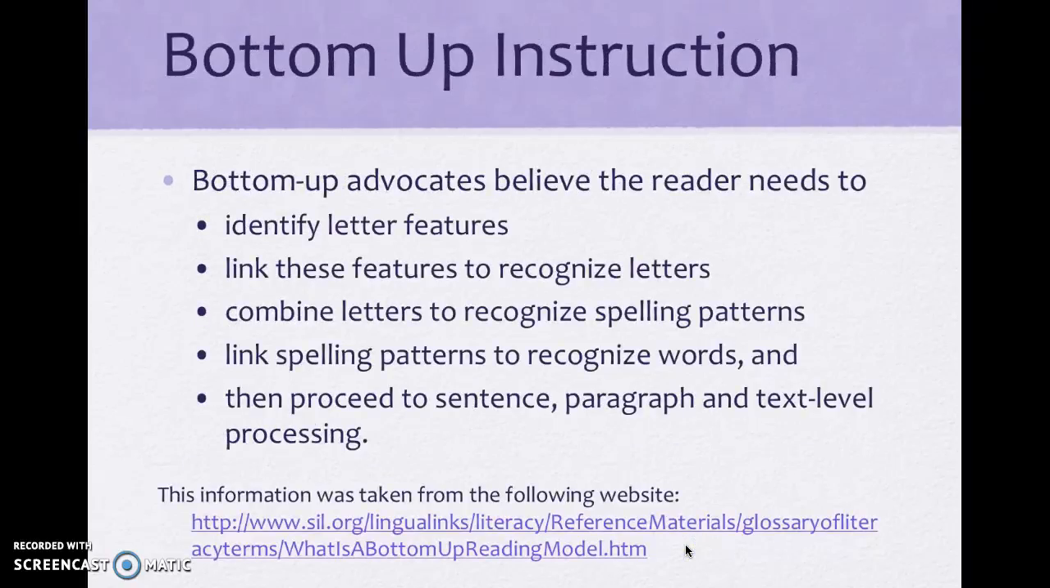So advocates of this believe that the reader needs to identify letter features, link those features to recognize letters, combine letters then into spelling patterns. So word families would be very important to these researchers. Link spelling patterns to recognize words, and then proceed to sentence, paragraph, and text level processing. So you can also look up more information about this theory by looking at the web link that's posted on this page.